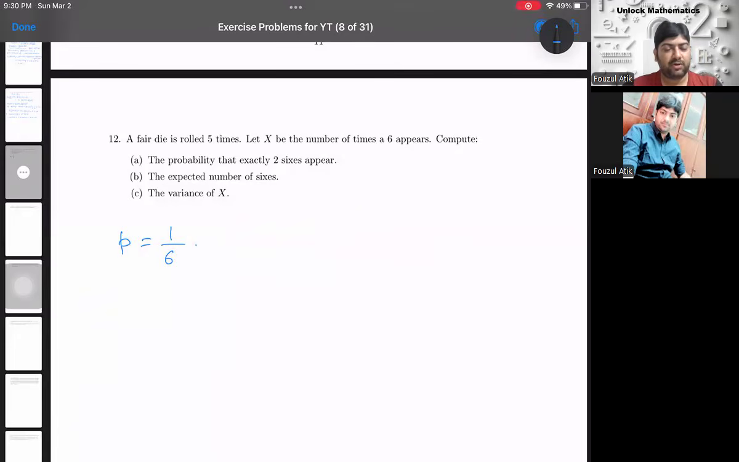So this kind of trial with probability of success p, you are doing 5 times, and then you have to find some specific number of successes. So what kind of distribution will x follow? Right? So x is a binomial random variable, where the number of trials is 5 and the probability of success is 1 by 6. So we know binomial n, p, so we can define it as binomial.